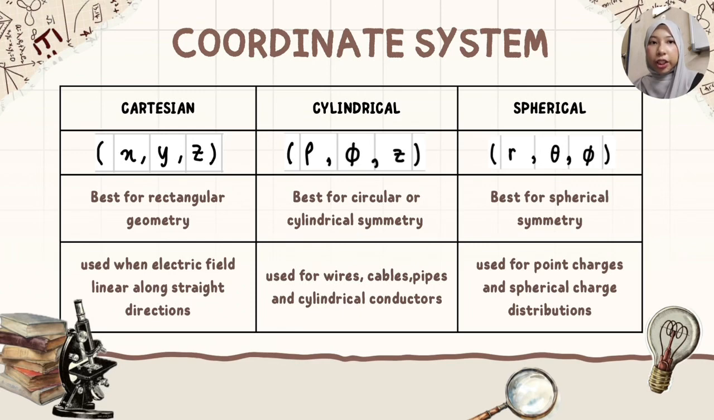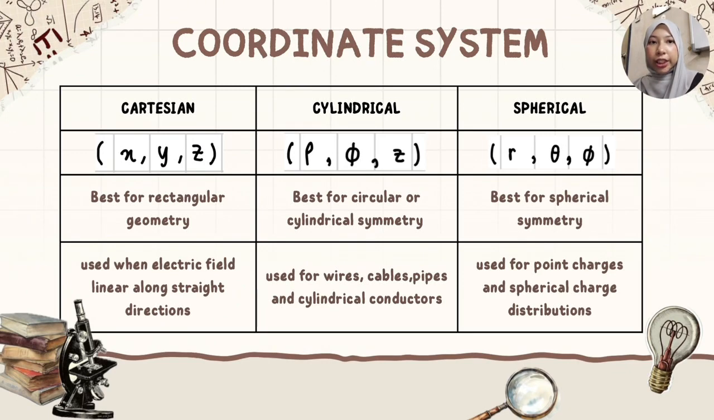In the cylindrical coordinate system, the coordinates are ρ, phi, and z. Here, ρ is the radial distance from the z-axis, phi is the angle around the z-axis, and z is the height. This system is useful for cylindrical objects such as wires and pipes.